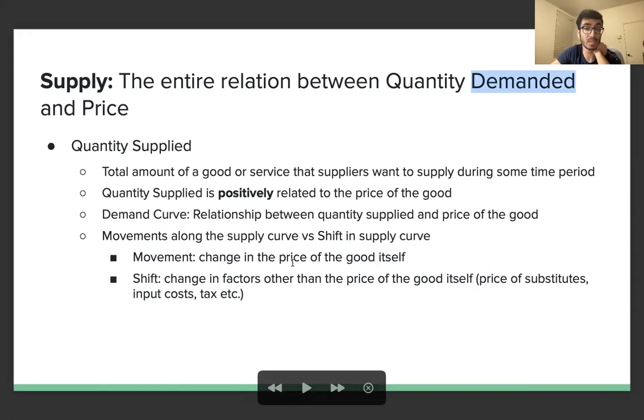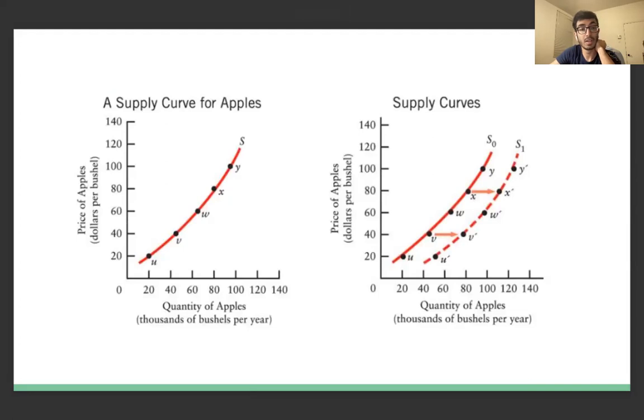And then similarly, we have movements along the supply curve versus the shift in the supply curve. Movement is when there's a change in the price of the good itself, but a shift is when there are changes in other factors. So again, price of other goods, input costs, taxes, etc. Here we have a similar graph to what we saw in the case of the demand. Here we're just moving along the points of the supply curve because the price of the good itself is changing. However, when there are any changes in factors other than the price of the good, the supply curve shifts.